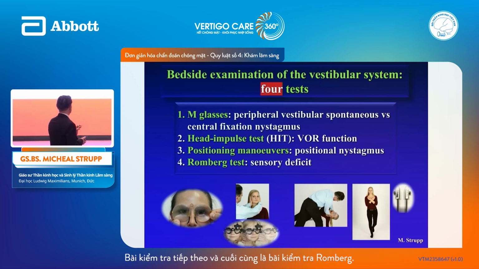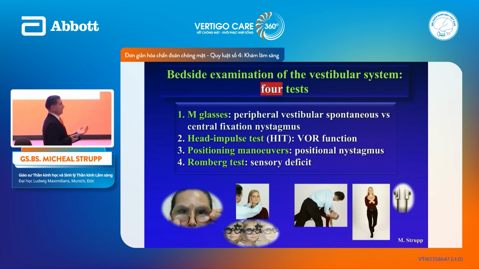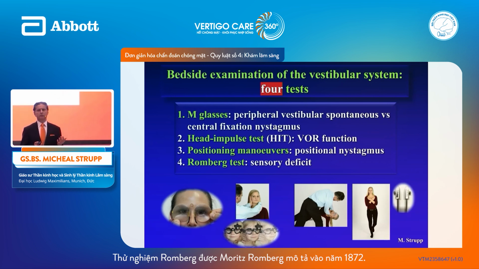The next test, and final one, is the Romberg test. Romberg test, described by Moritz Romberg in 1872.